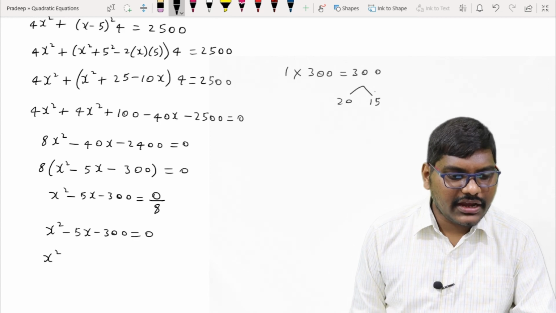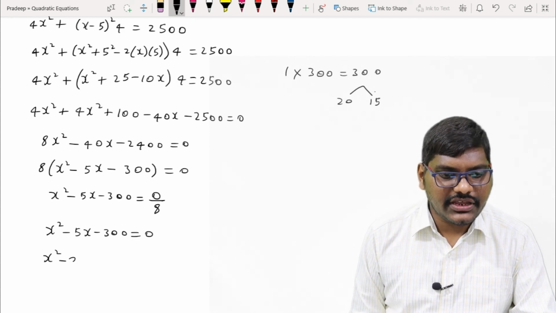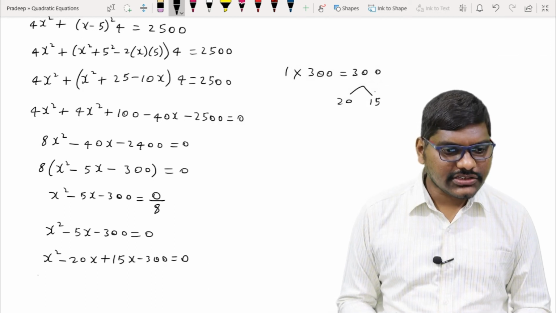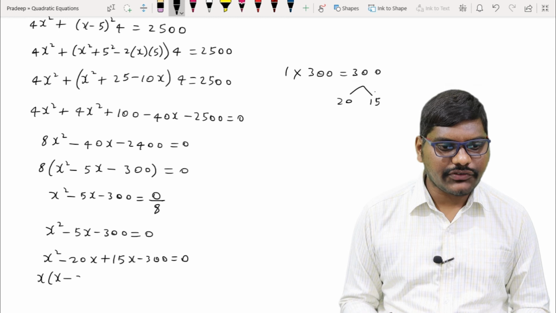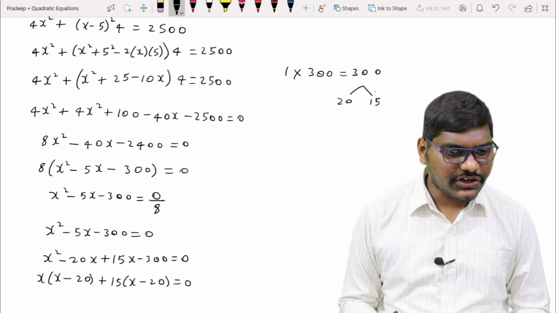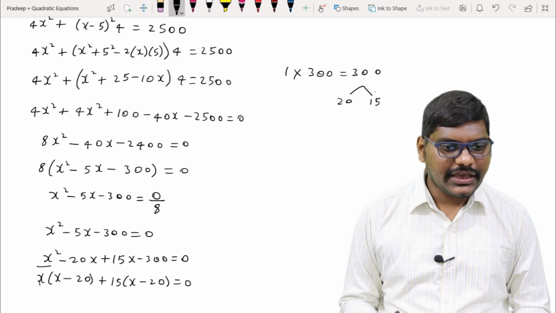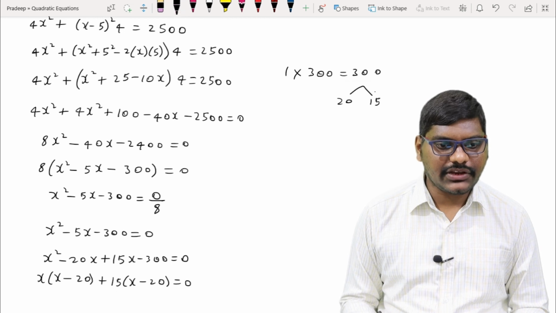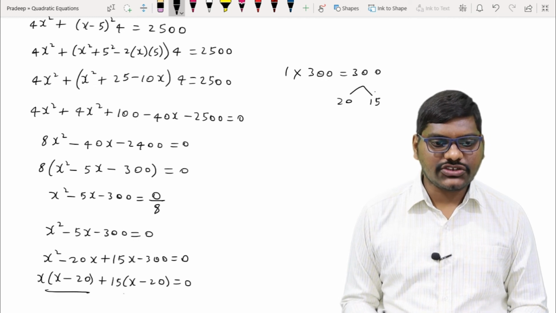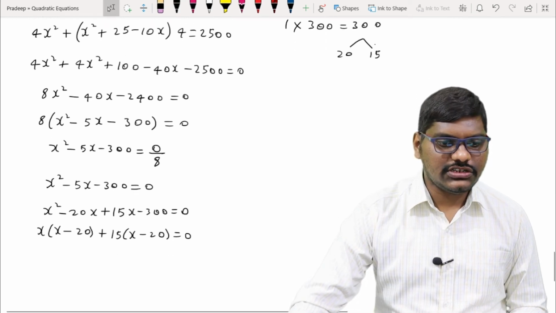So I can write x square minus 20x, and I'll take this as plus 15x minus 300 equal to 0. Now we can take x common here, so we'll be getting x minus 20. If we take 15 common, we remain with 20. Let's see here: x into x gives x square, x into 20 gives 20x, 15 into x gives 15x, and 15 into 20 gives 300. So now here we can take x minus 20 common.